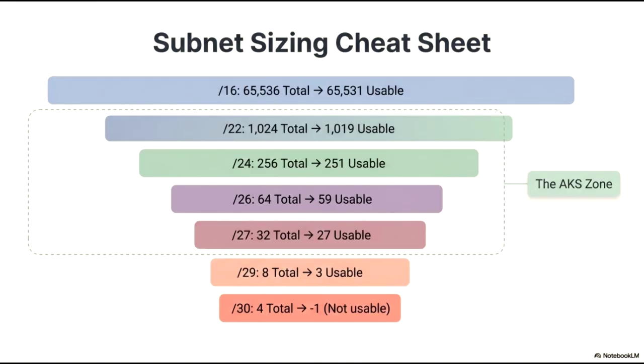The range from /22 down to /27 is highlighted as the AKS zone. This range represents the most common subnet sizes for Azure Kubernetes Service deployments, as it provides sufficient headroom for nodes, pods, and service scaling. At the smaller end of the spectrum, a /29 subnet yields only 3 usable addresses. Finally, it is critical to note that a /30 subnet is not usable for standard Azure resources, as the 5 reserved addresses exceed the 4 total addresses available in that block.